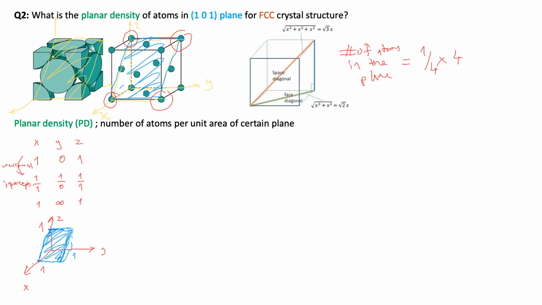Okay, how about the other atoms? Are there more atoms in the plane? In fact, there are that one and that one. So these 2 atoms are also partially in the plane. So halves of them are in the plane. So I'm writing 1 over 2. And there are 2 atoms. So it will give us 1 plus 1. In total, 2 atoms are in the plane.